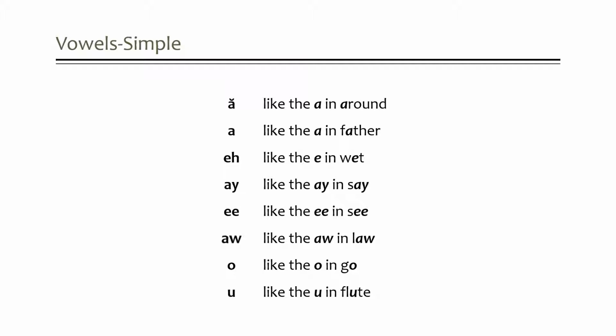Next we come to the AW sound, which sounds like the AW in the word law, aw. The O sound is like the long O sound in the word go, o. And lastly, this U sound sounds like the U sound in the word flute, ooh.